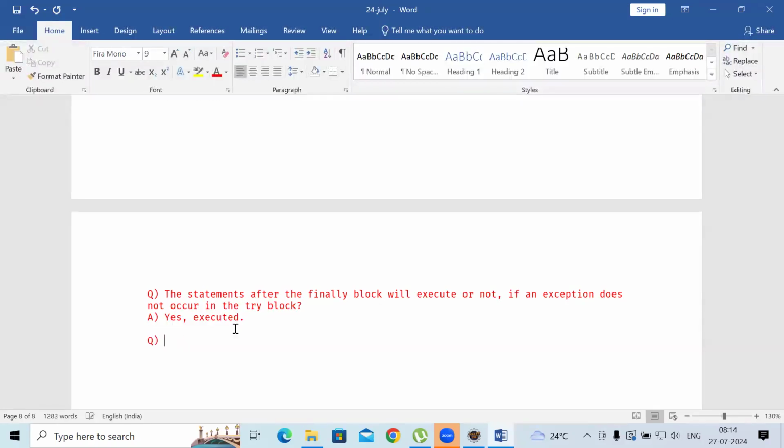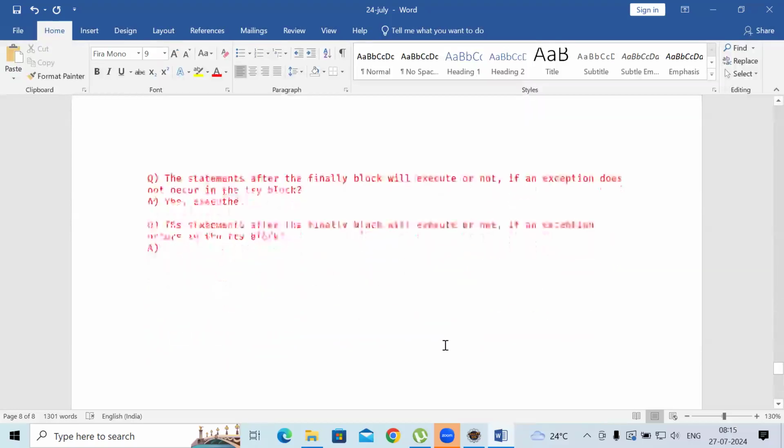Same, the statements after the finally block will execute or not if an exception occurs in the try block? If a catch block is there, then the statements will be executed. If a catch block is not there, then the statements will not be executed. Exactly. So directly we cannot answer yes or no. What's the first point of the answer?